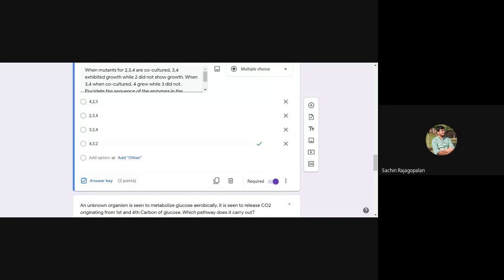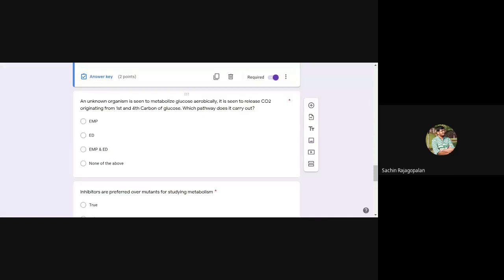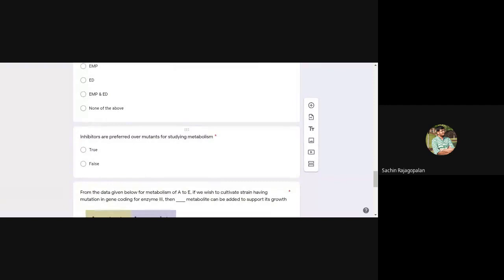Okay, this was very simple. You see carbon dioxide originating from the first and fourth carbon of glucose, so the pathway has to be ED, right? Yes, sir. The next statement: inhibitors are preferred over mutants for studying metabolism. Is that true? It's false, right? Mutants are preferred more, because inhibitors may not reach the target and cause a lot of confusion. That is false.